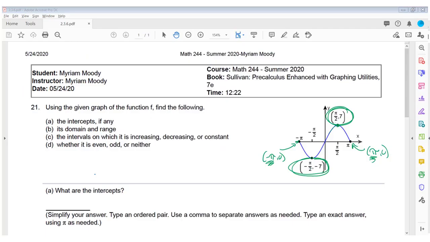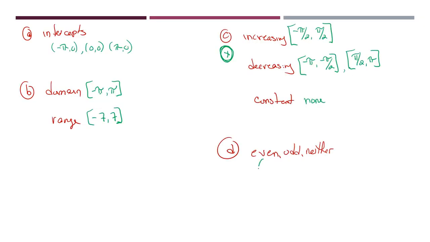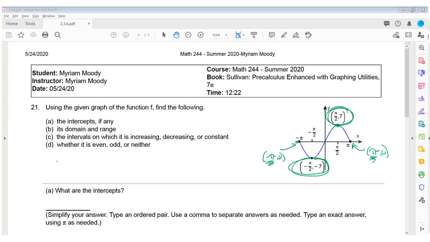Okay, last but not least, they want to know if it's odd, even, or maybe it's neither one, right? Okay, so remember, even means y-axis symmetry because we're looking at a graph. Odd means origin symmetry. So go back and look. What do we have? Do we have y-axis symmetry? Do I see pi/2, 7 on this side? Nope. Do I see -pi/2, -7 on this side? Nope. I don't see any y-axis symmetry.